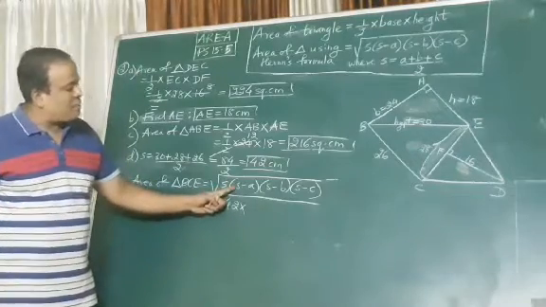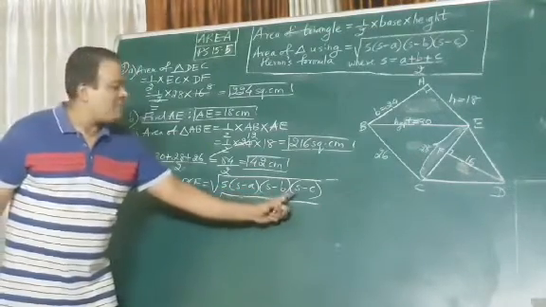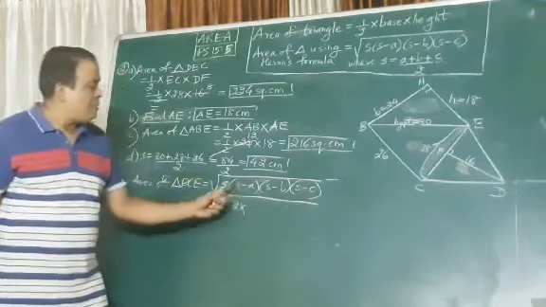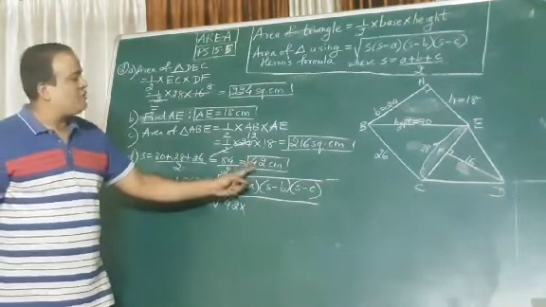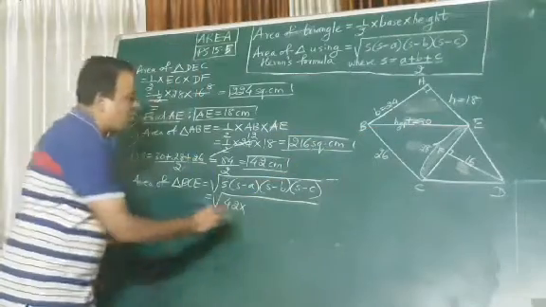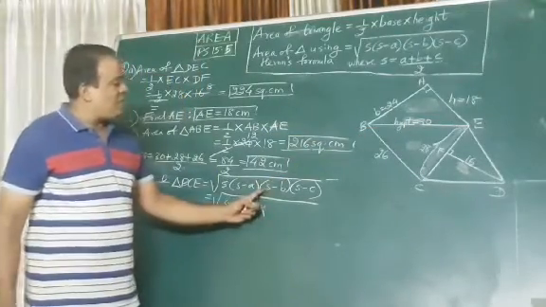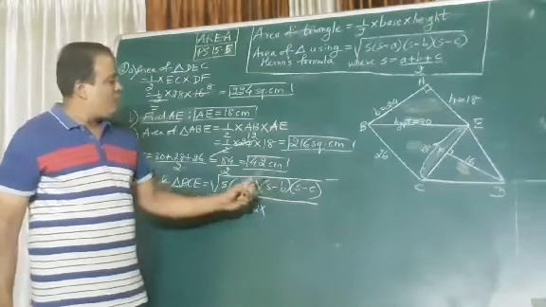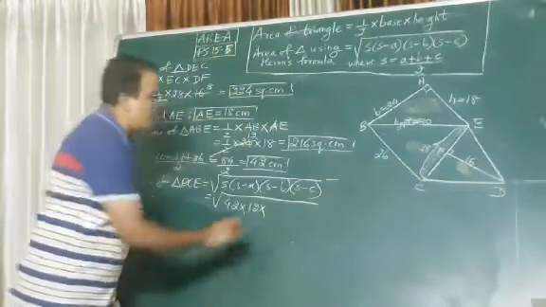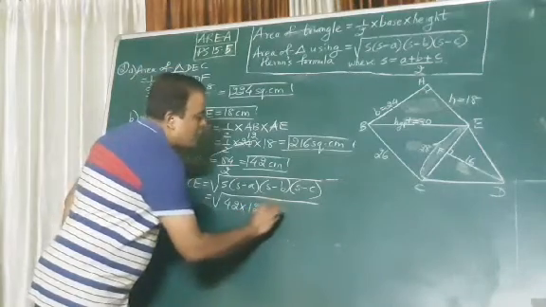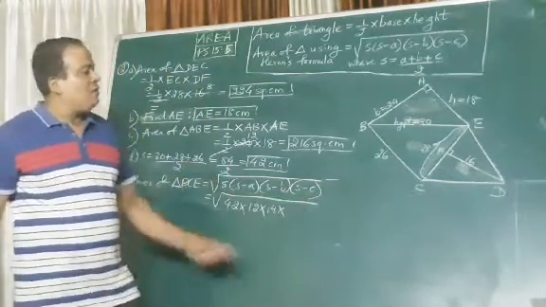S minus A means subtract the semi-perimeter from the first side. Then subtract the second side, then subtract the semi-perimeter from the third side. The semi-perimeter is this 42. Subtract from the first side: 42 minus 30, how much is that? 12. Then next, subtract the semi-perimeter from the second side. 42 minus 28, how much is that? 14.